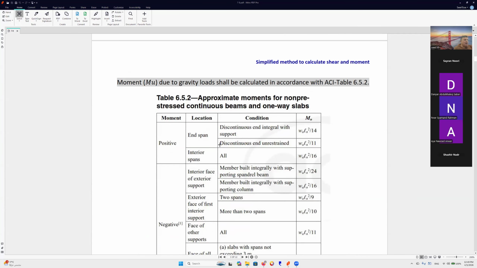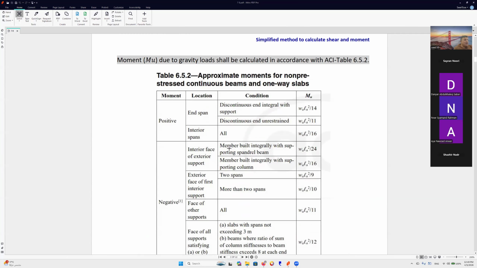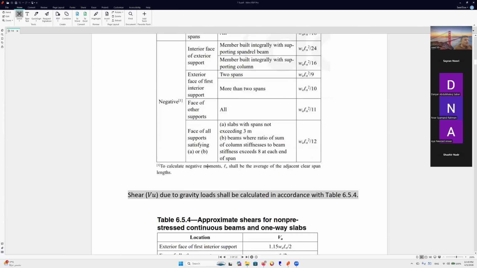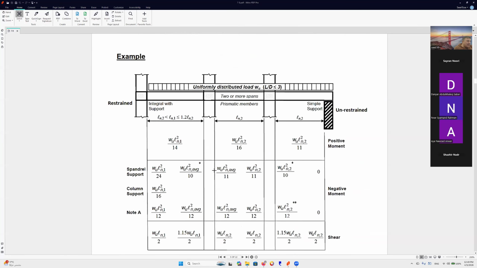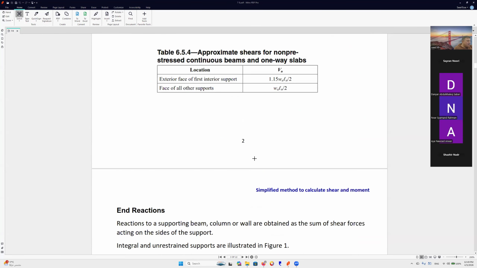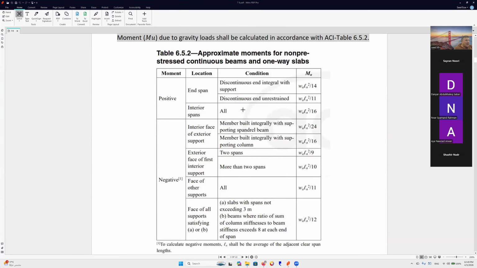What about the negative moment? Now we have the interior face of the exterior support. This is the interior face, this one is the interior face, this is the interior face. So it is w L squared over 11. So here we have w L squared. Where is the interior face?